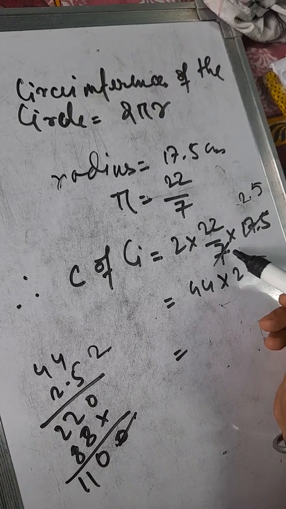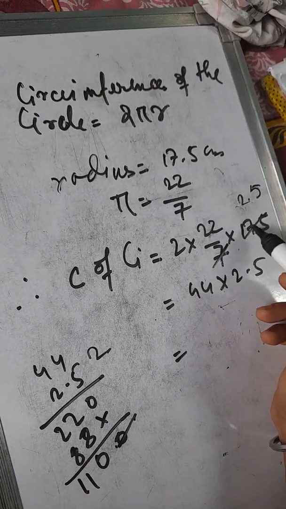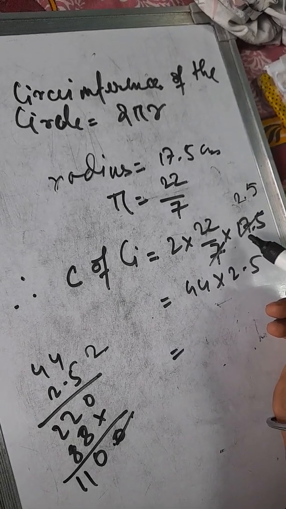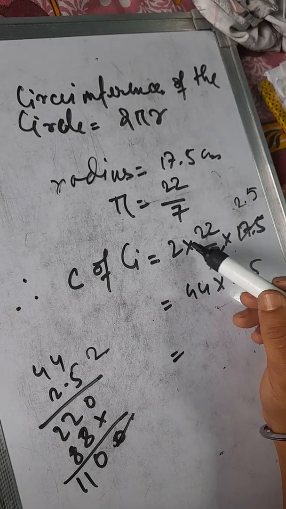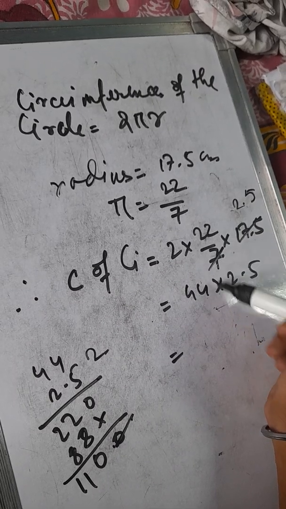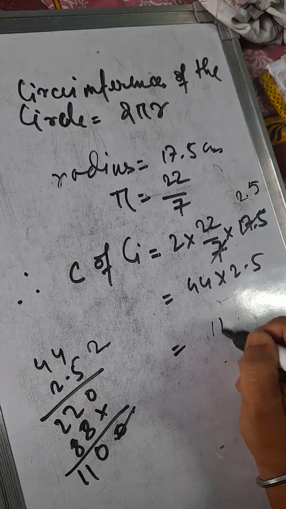After cancelling, 17.5 divided by 7 gives 2.5, because 7 2s are 14, 3 remain in hand, and 7 5s are 35. Okay, so we got 2.5. The remaining part we multiply: 2 into 22 is 44, times 2.5. The final answer will be 110.